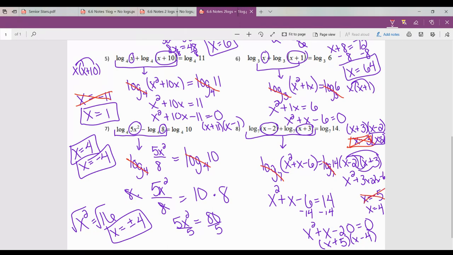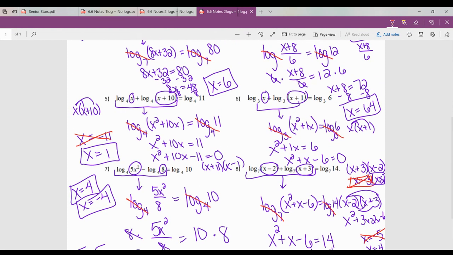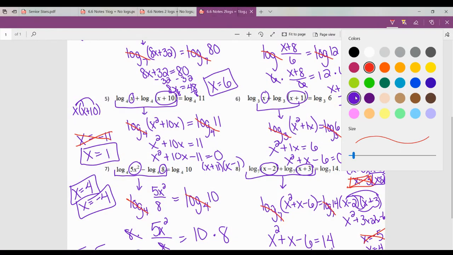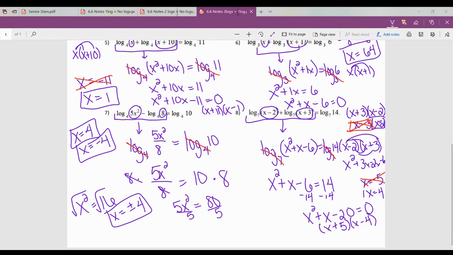What about positive 4? 4 minus 2 is 2. 4 plus 3 is 7. So 4 works. So 4 is my only solution for this. So we only have one solution for this one because the other one renders a negative log. All right, and that's it for this one, solving 2 logs equals 1 log.